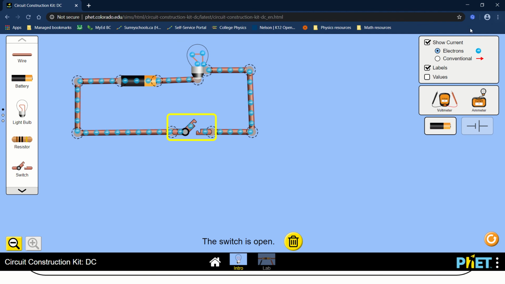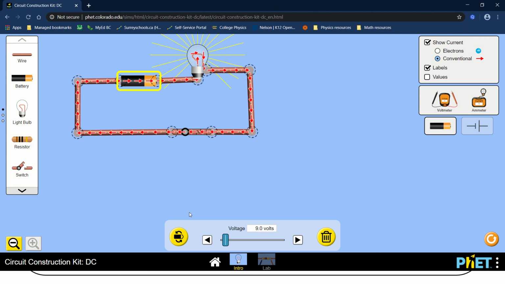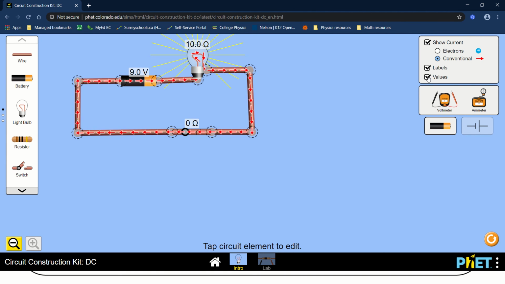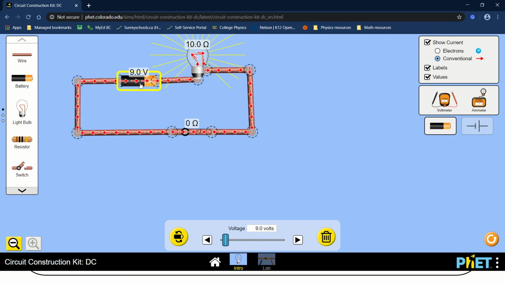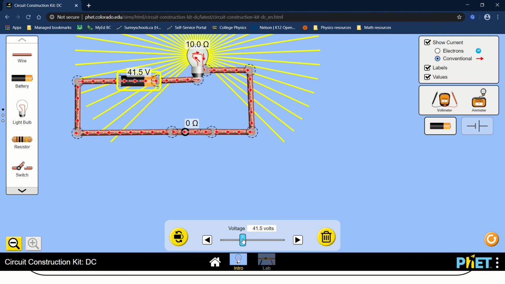Now on the right here you have a panel that shows show current, and right now it's set to electrons. So you can switch it to conventional, which will go from positive to negative. So as you can see here, this is your positive side of the battery, and in this case you can also show values. Let's say right now it's set to 9 volts, but if you click on this and you play around with the slider here to increase the voltage, you see what happens to the light bulb.